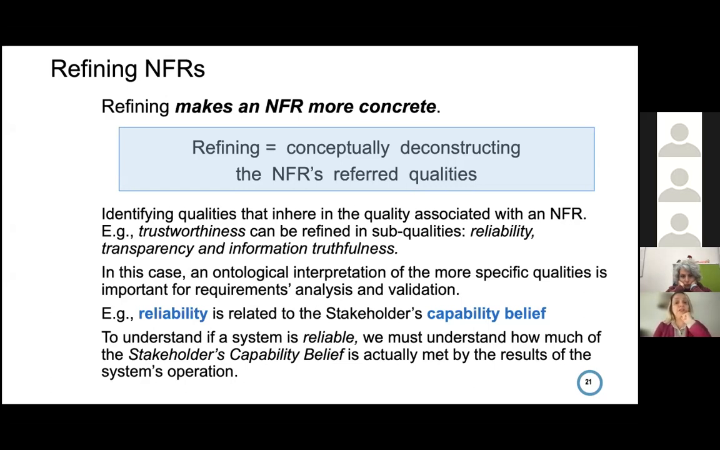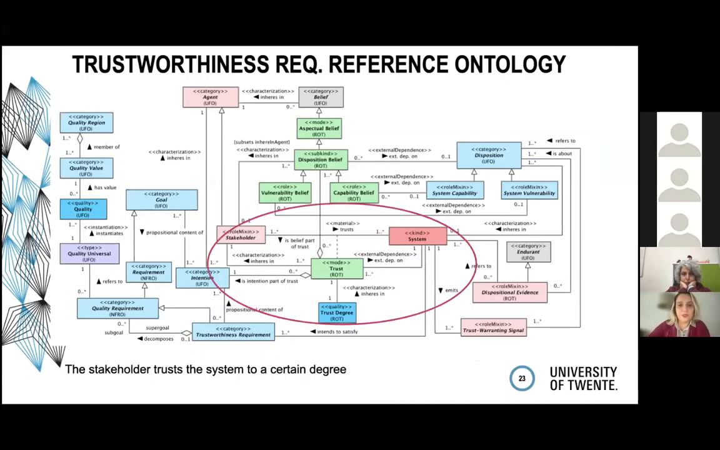For instance, to understand if a system is reliable, we must understand how much of the stakeholders' capability belief is actually met by the results of the system's operation. So in understanding what reliability means, we can guide the requirements engineer in understanding, okay, so now how can I understand if such a system is reliable or not? By identifying the beliefs of the users regarding the capabilities of the system. This is just a simple example to illustrate the approach.